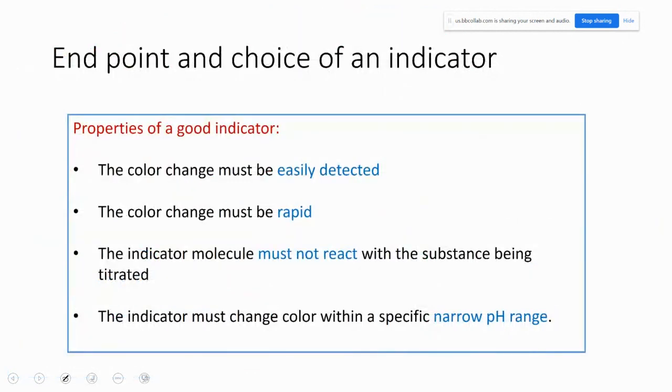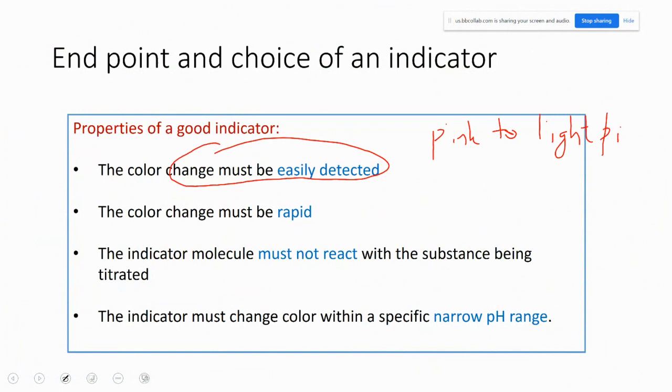These are the things that chemists and scientists have to think about whenever they design an indicator, right? So first thing, the color change must be easily detected. So let's say the color changes from pink to, let's say, just light pink, and that's a very bad example of an indicator.